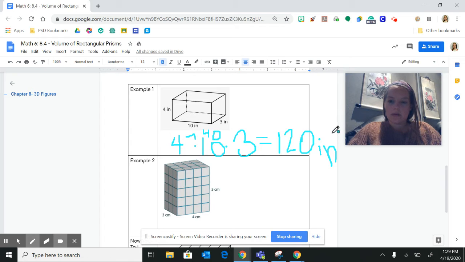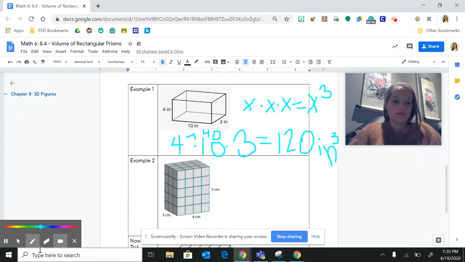Remember, we don't write squared, we write squared for surface area, but since we're multiplying 3, think about if we would multiply x times x times x, we write that as x cubed, x to the third power, or x cubed, because we have 3 of them. Just like if we're multiplying inches times inches times inches, that would give us 120 inches cubed.